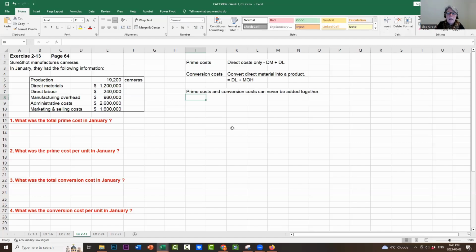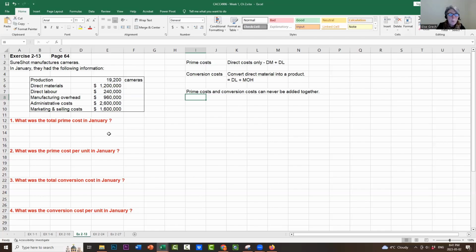Think to yourself, it's converting raw materials into a product. What do we need? If the raw materials are sitting there in a pile, I need the direct labor to pick it up and do something with it. And I need the manufacturing overhead, which is all the machinery and the factory and all the rest of it, to be able to produce something.